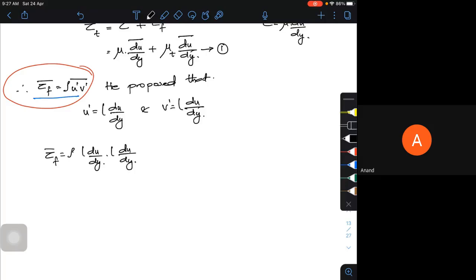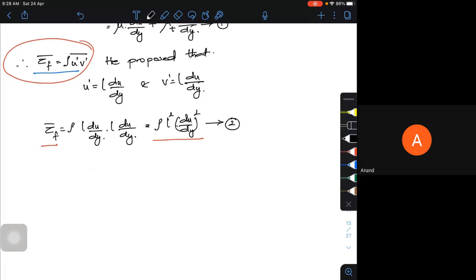So this particular thing I can write as rho into L square into (du by dy) whole square. So I can represent your fluctuating component in terms of some length square. This L is something which has to be found experimentally, or is some kind of a constant that depends on something else. This was proposed by Prandtl and von Karman.